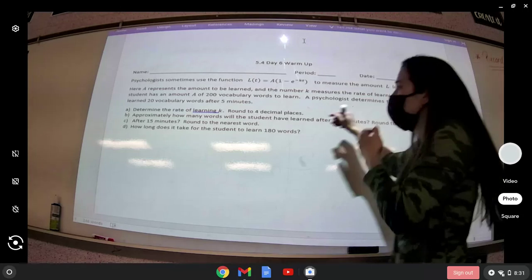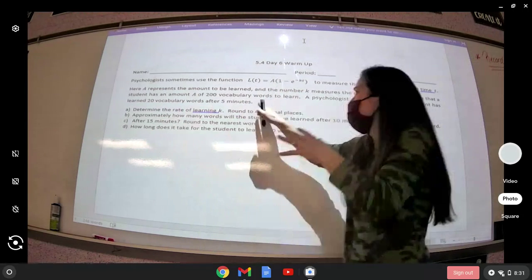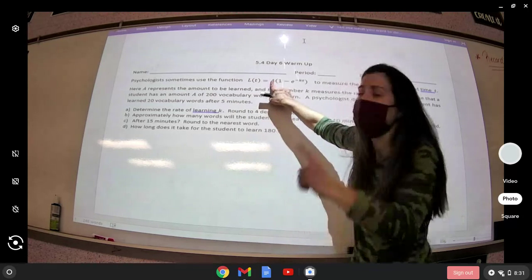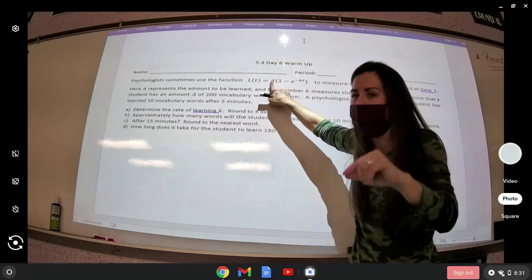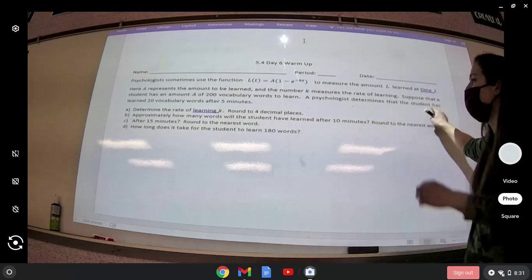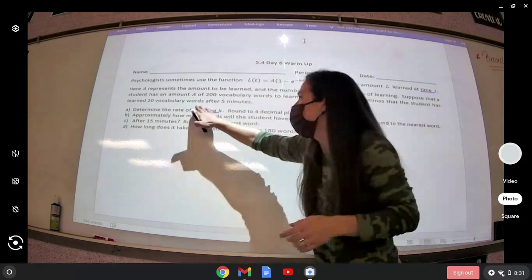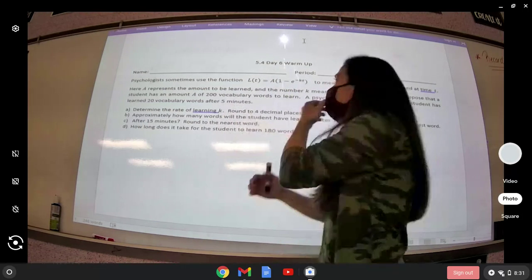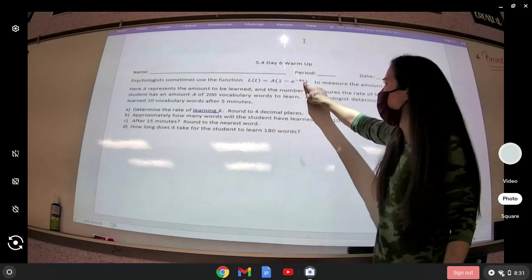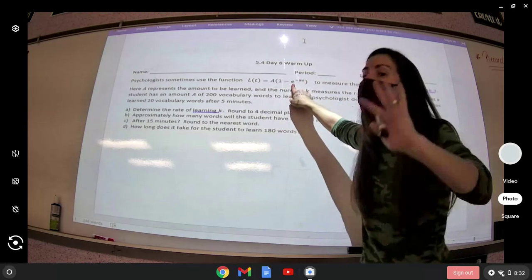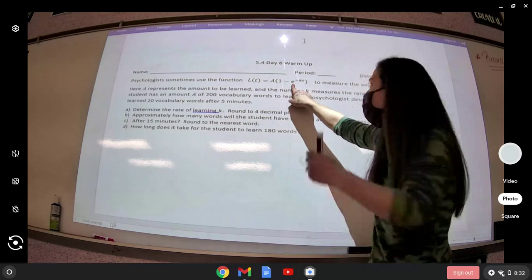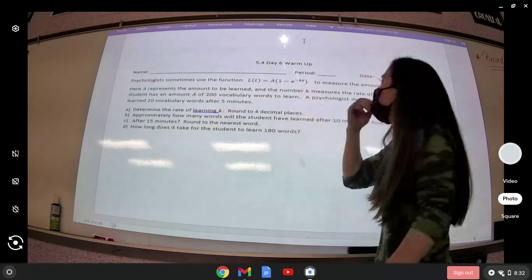Suppose that a student has an amount A of 200 vocabulary words to learn. So they're basically telling you 200 is going to go in for capital A. That's the amount of words this student has to learn, all right? A psychologist determines that the student has learned 20 vocabulary words after 5 minutes. So basically, if you look at this function, we have 3 variables, A, K, and T. Because remember, e is not a variable. e is the irrational number. e is the limit of 1 plus 1 over n to the power of n, right? e is approximately 2.718, all right?